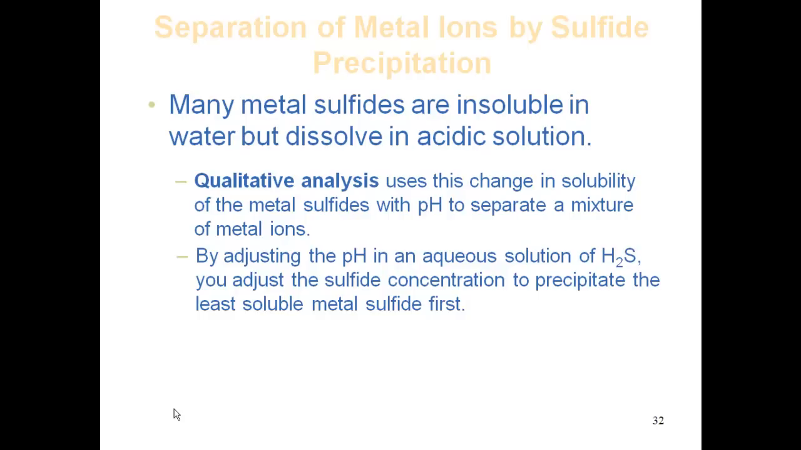soluble metal sulfides first. Okay, basically I can add this, separate it, get some of the metals to precipitate out and some not, separate them, do something else to the solid, take more of that aqueous solution, change it again, add some more H2S, change the concentration of sulfide again, get more of it to precipitate out, etc. So we can use this to our advantage to get the qual scheme to work.